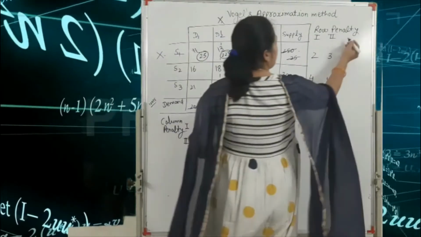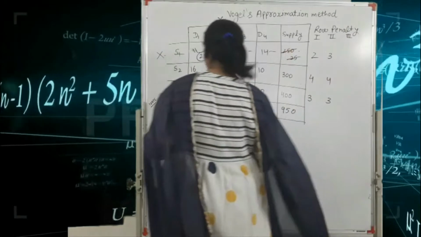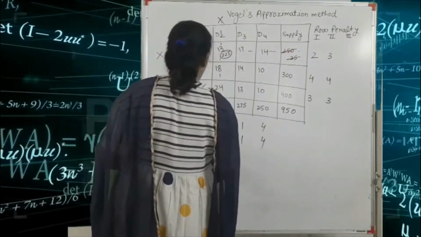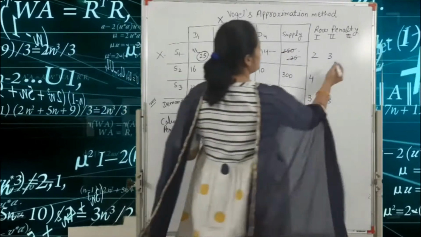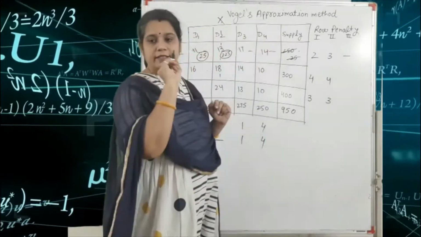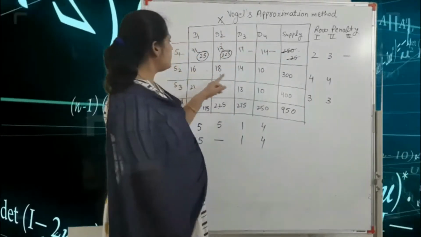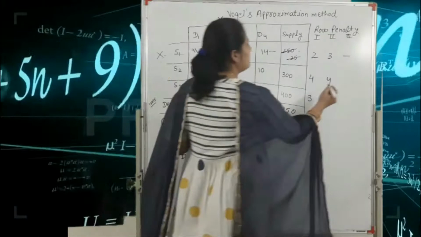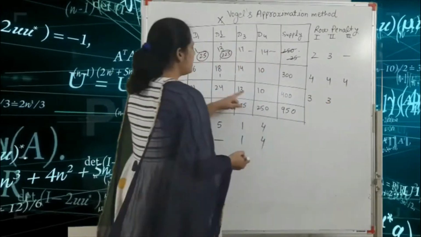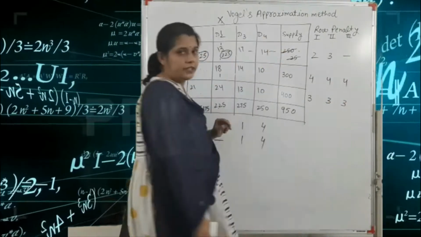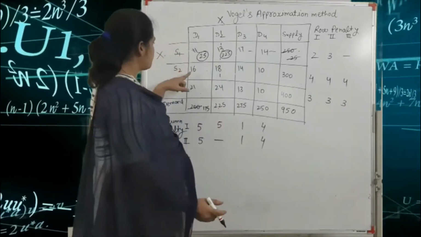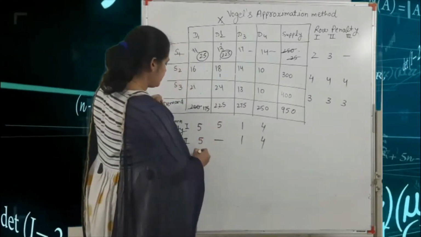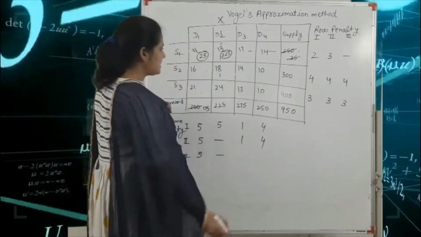Next we find the third row penalty and the third column penalty. Got it? For the third row penalty, the first row is cancelled, so we write a dash. The second row penalty is 14 minus 10, that is 4. Next is 13 minus 10, that is 3. Next one is 21 minus 16, that means 5. This is the cancelled value.